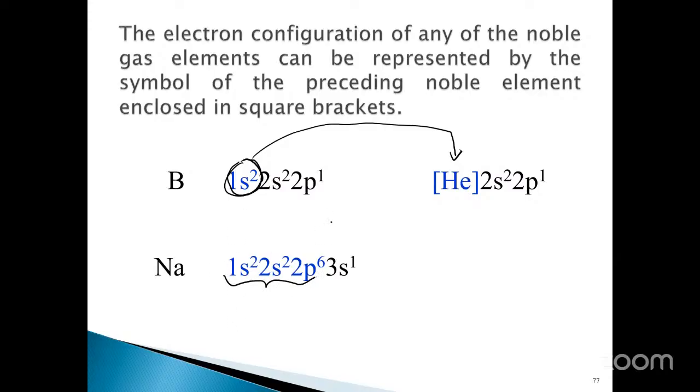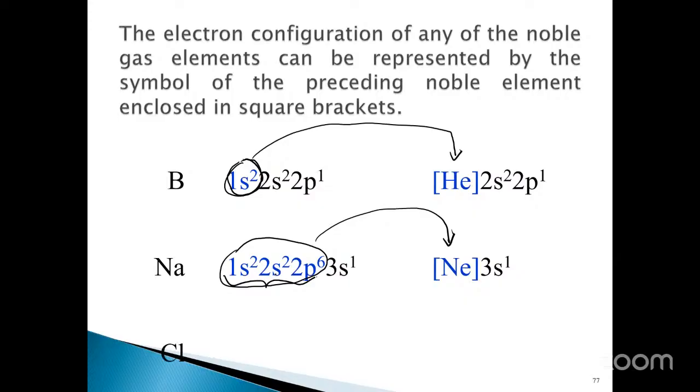So basically, to get from the unabbreviated version of sodium in terms of the configuration to the abbreviated version, you're going to replace all of this here with the symbol of neon in square parentheses, and then you write down the rest after that. So here you can see the clear difference in terms of the number of characters needed in order to get the abbreviated version from the unabbreviated version. So I think I have another example lined up.